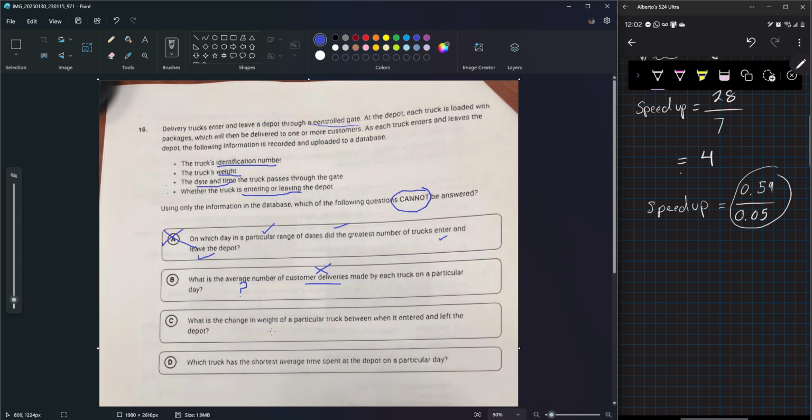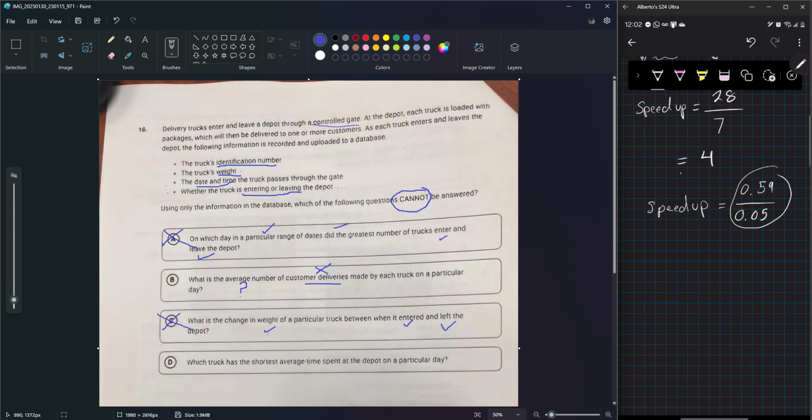What is the change in weight of a particular truck between when it entered and when it left? So we know the weight, yeah, right here. And then we know when it entered and we know when it left. So yeah, that checks out. So that's not our answer.